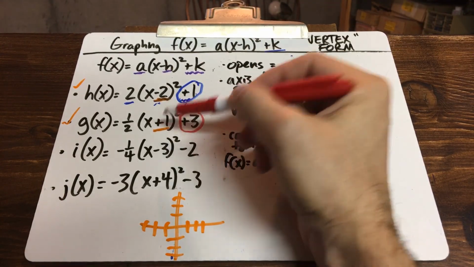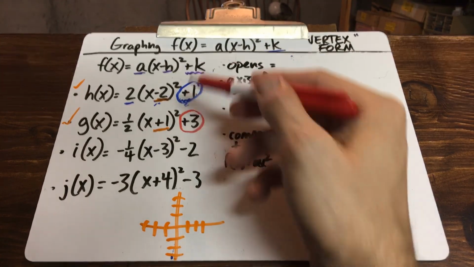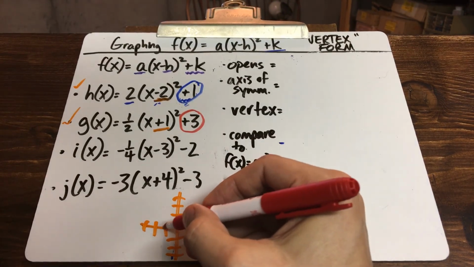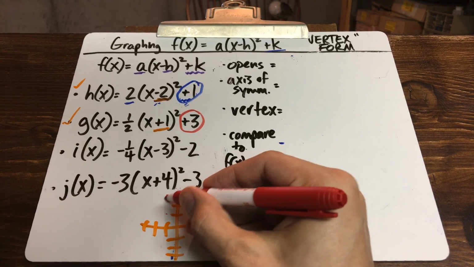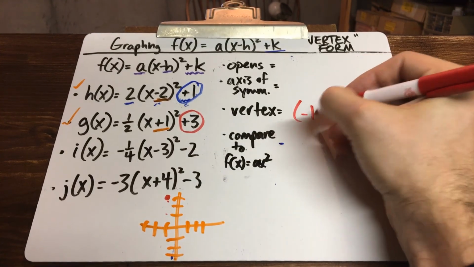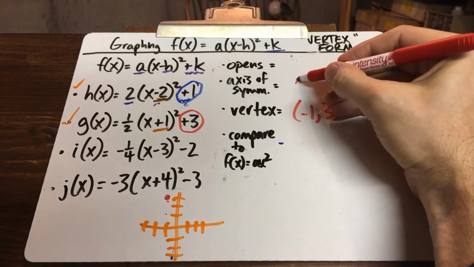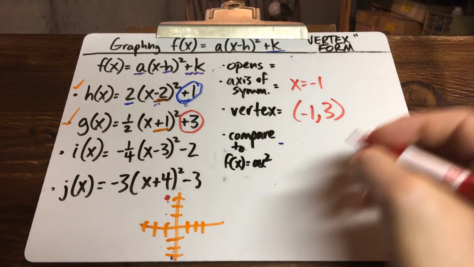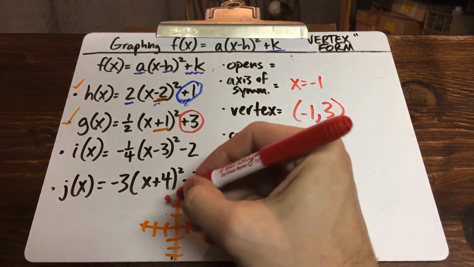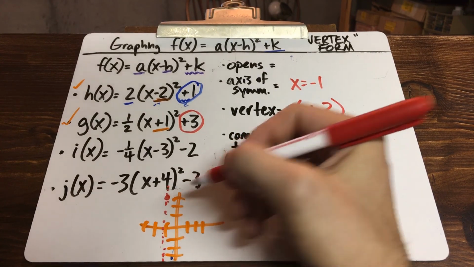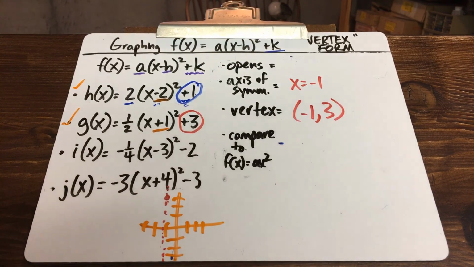So this is 1 to the left, but the second part, the letter K, is not going to fool you. If it's plus 3, that means 3 up. So I'm going to go 1 to the left. I'm going to go 3 up, way up here. That is the point -1, 3. That is my vertex. And that is also my axis of symmetry, x equals -1, because these are always the same. My little dotted line, you don't have to draw it. Most people don't. I'm just putting it in there to kind of show you.